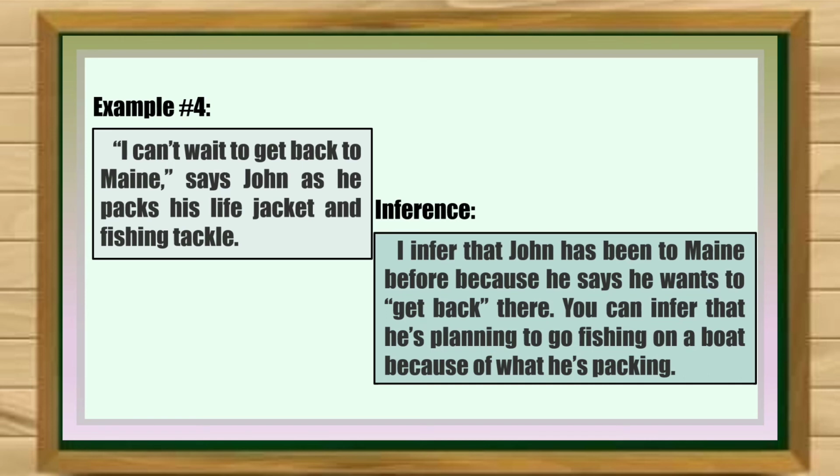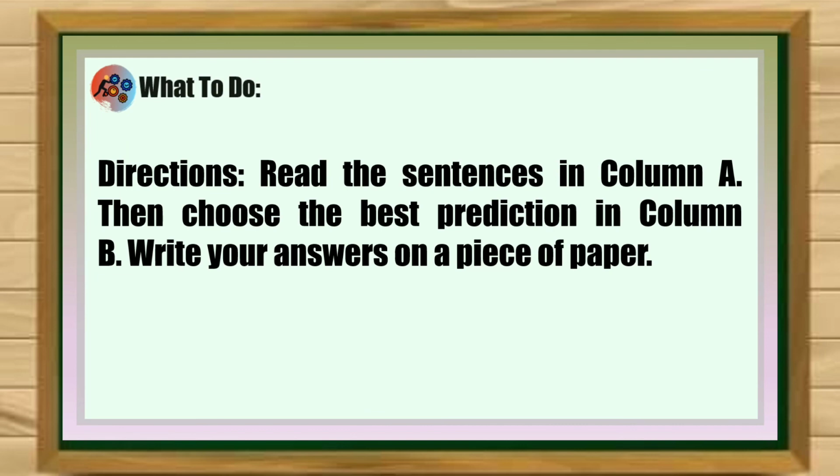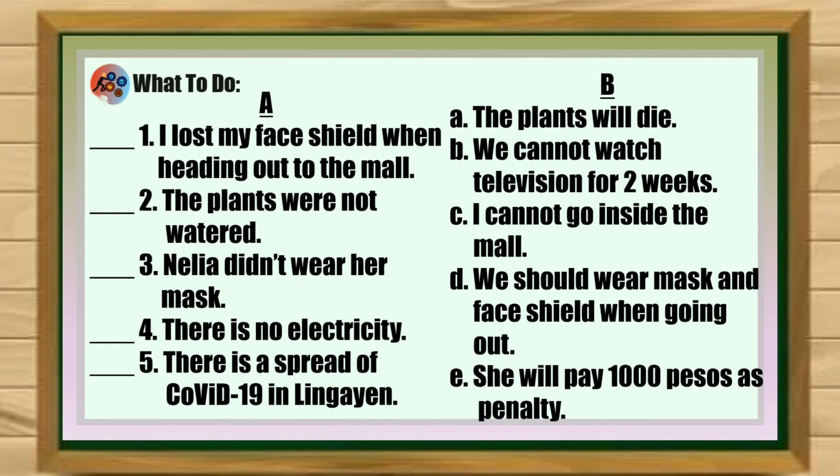After studying the concepts and examples of making inferences, let us have a short practice exercise. What to do? Directions. Read the sentences in column A. Then, choose the best prediction in column B. Write your answers on a piece of paper. You can play or pause this video whenever necessary.